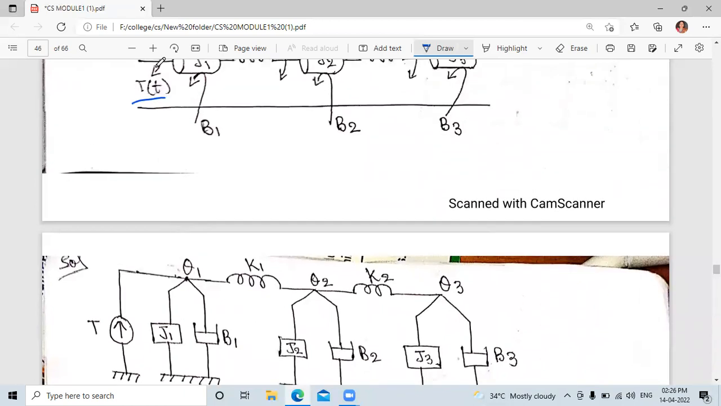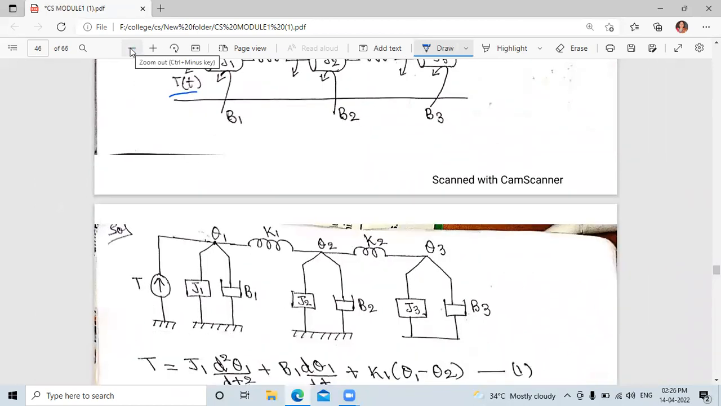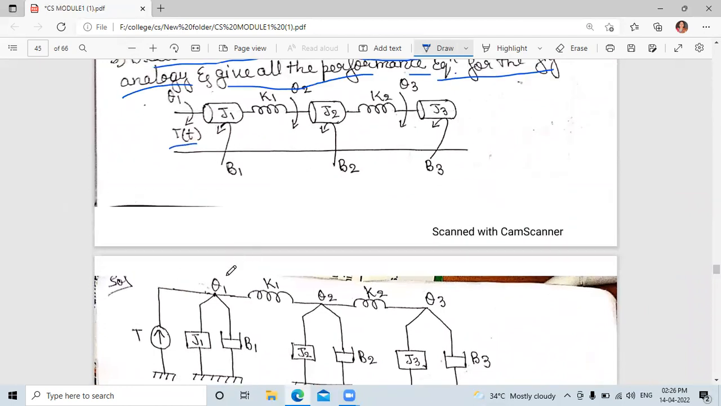First theta 1. For theta 1, T of t we should write, J1 we should write, and B1. For theta 2, K1, J2 and B2. So between theta 1 and theta 2 there is a K1. And between theta 2 and theta 3 there is a K2.